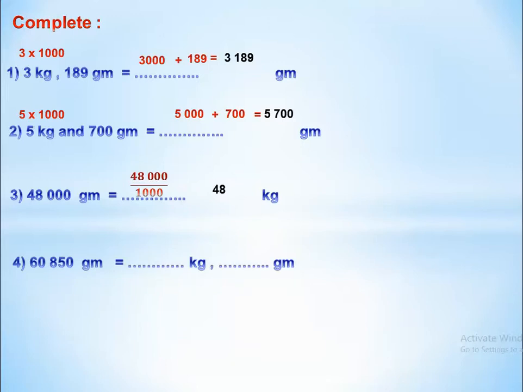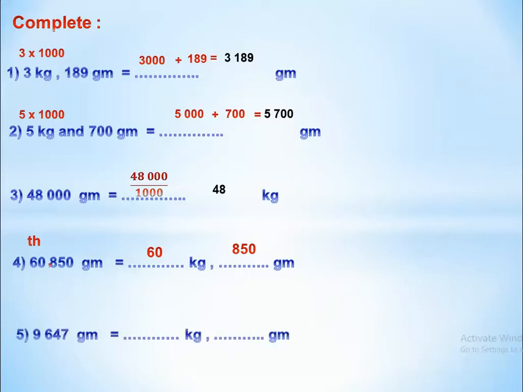60,850 gram equal how many kilogram and how many gram? Here also we have kilogram is like the thousand family. So we are going to count 1, 2, 3 and put comma, and this is the family of thousand and this is the kilogram. So it will be 60 kilogram and the rest is 850 gram.